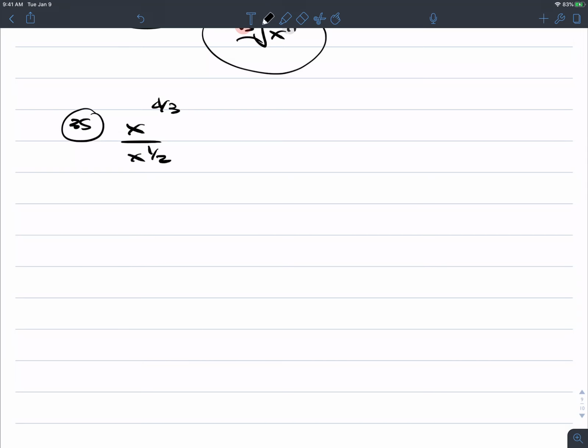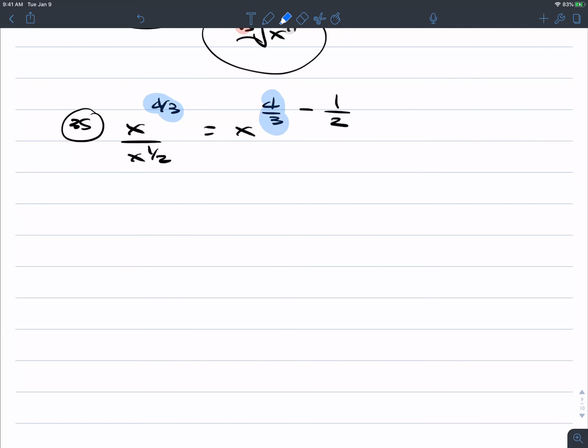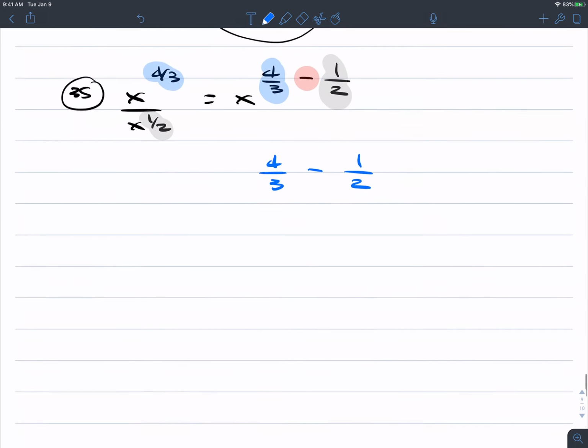Okay, so if we go to number 35, sorry, x to the 4/3 over x to the 1/2, x to the 4/3 minus what? 1/2. Let's double check. First fraction, is that right? Second fraction. And then what's the operation? Subtraction? Okay. So the work's going to be 4/3 minus 1/2. The LCM of 3 and 2 is what? 6.